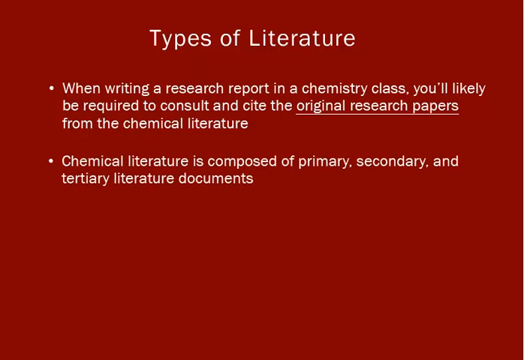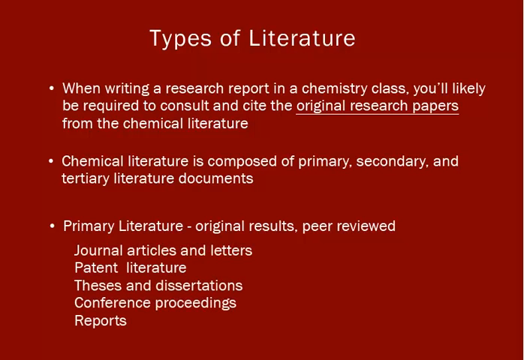The chemical literature can be split into three categories: the primary, secondary, and tertiary literatures. The primary literature refers to documents that disclose original results of scholarly research. These primary references are subject to a scrutinizing peer review process, wherein editors and other scholars in the field review submitted articles to determine their worthiness for publication. The primary literature includes journal articles and letters, patent literature, theses and dissertations, conference proceedings, and reports.